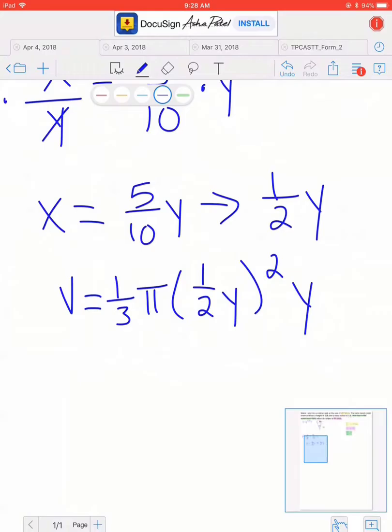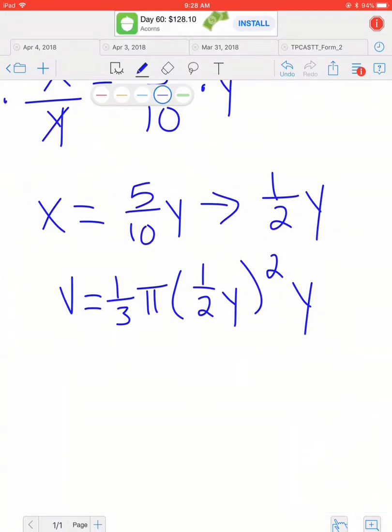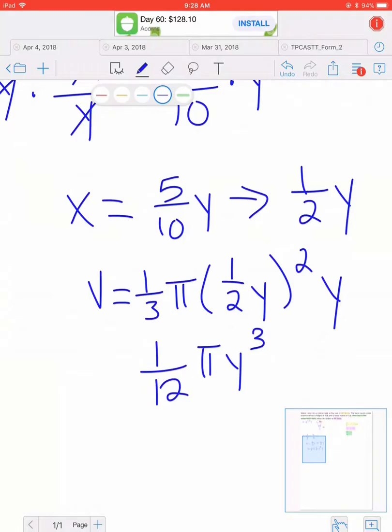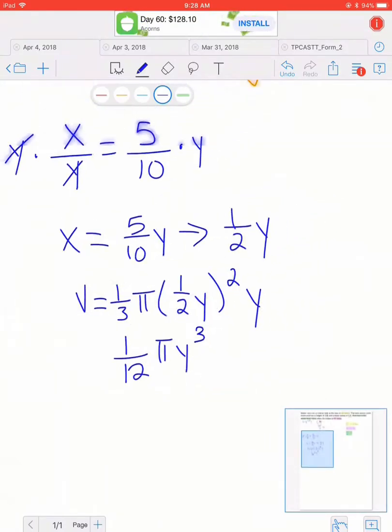And then when you solve that and distribute in the 2, you're going to end up with 1/12 pi y cubed. I got the 1/12 because when you distribute it in, you're going to get 1/4 y squared. So 1/3 times 1/4 gives you 1/12.